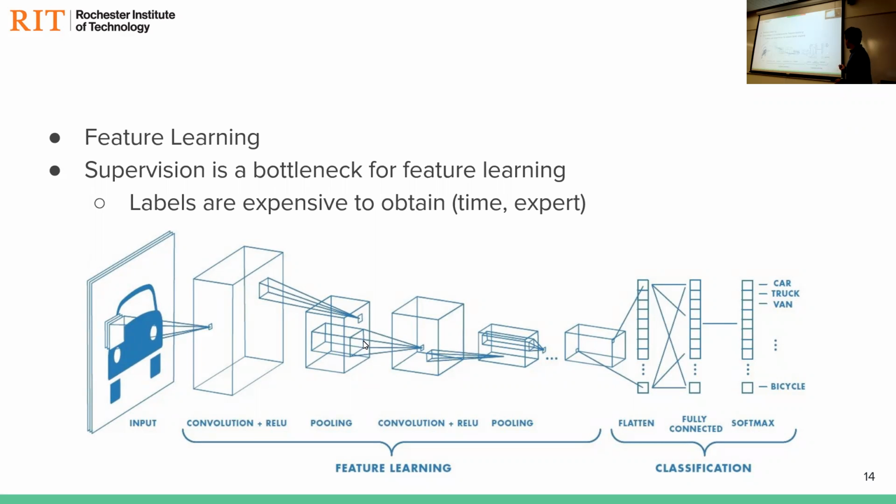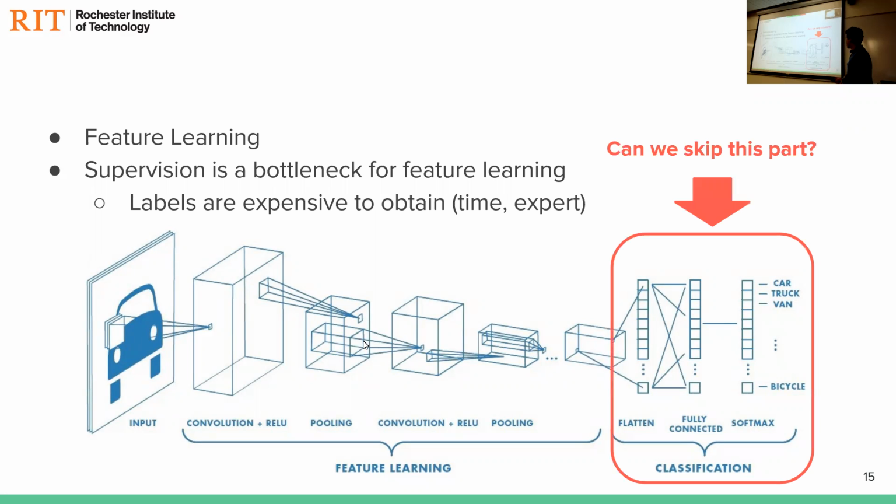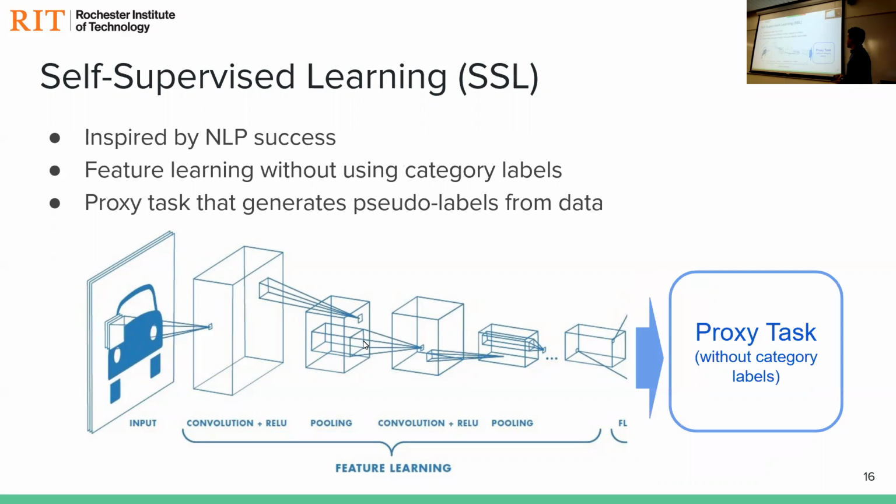So you need to wait for all those labels to be created to do this feature learning. But the question here is, can we skip this? Like, can we not use labels? Can we just do the feature learning without depending on them? And that's what self-supervised learning does.